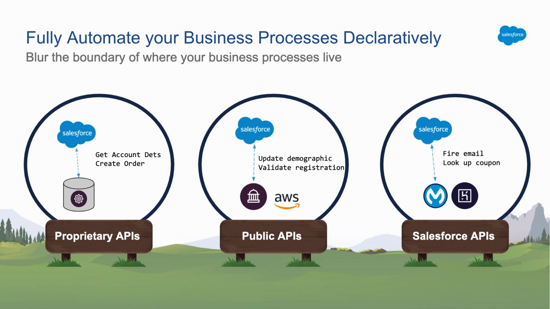Or your business may have a custom service written in Heroku for discount codes and coupons. And so on the close-won of an opportunity, you may call out to that external service to generate a discount code and then send an email with their coupon.